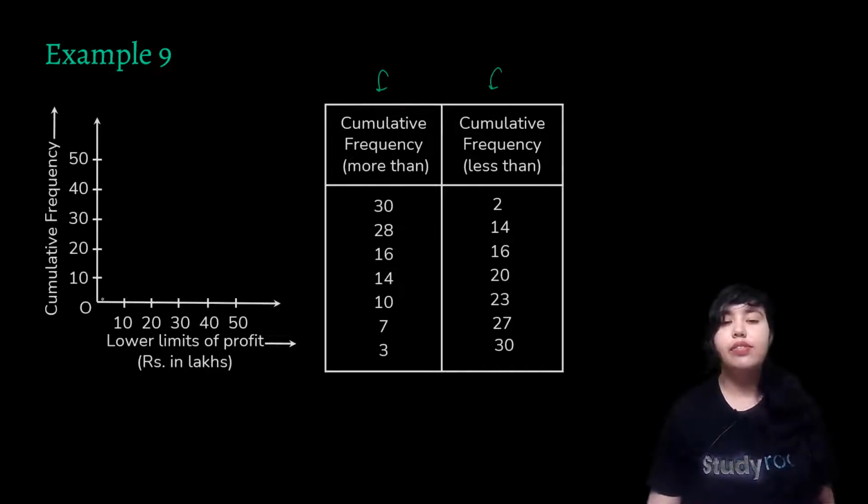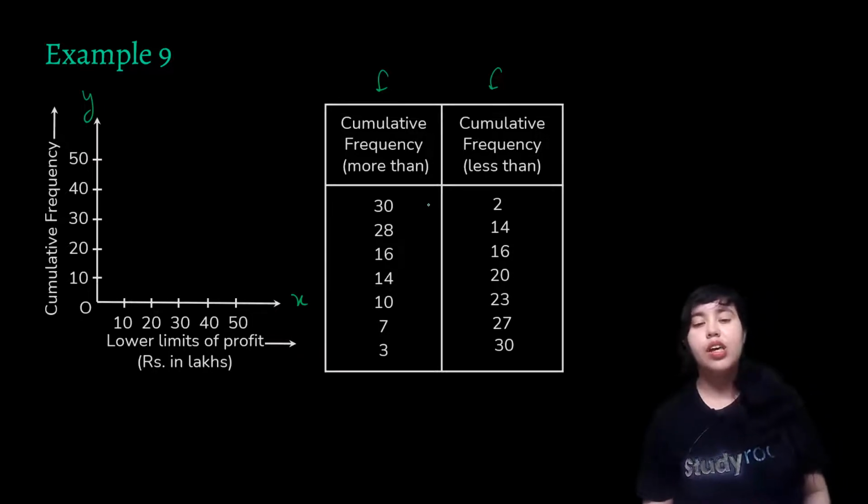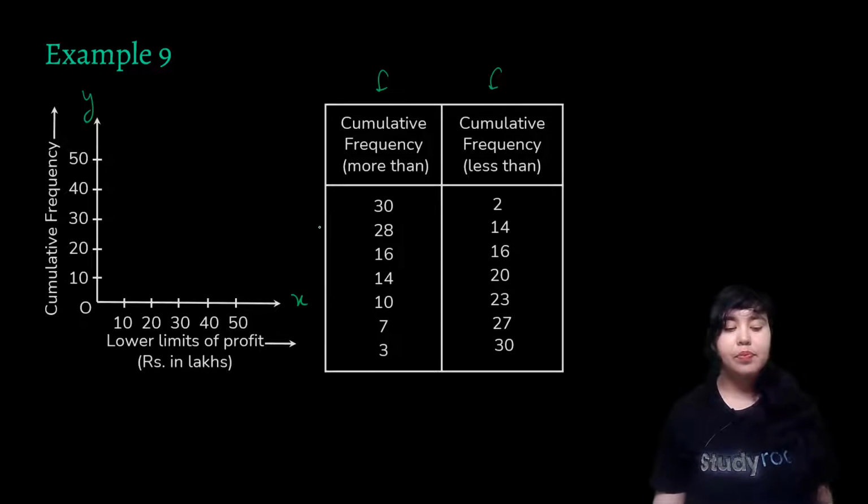Here we've made our x-axis and y-axis. Please do label it, and now we'll start plotting the points. So we see that first we have this cumulative frequency 30.